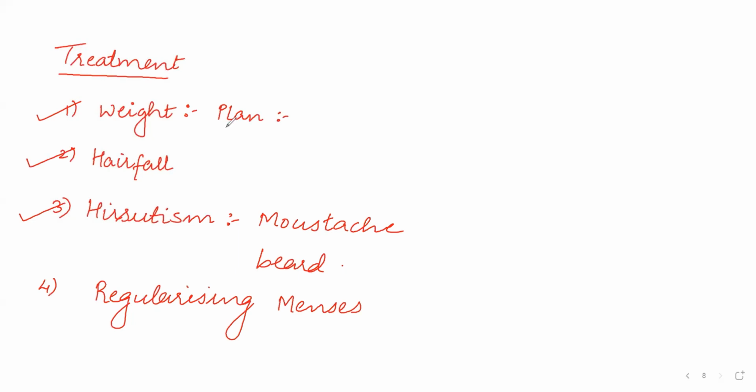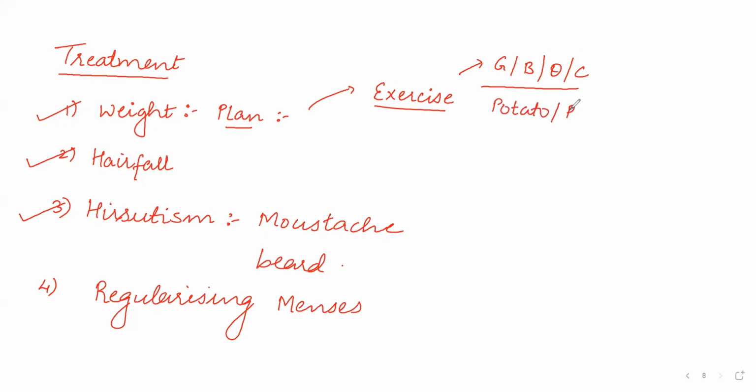So regularizing her menses. Now, in regard to weight, we have to give her a diet plan for weight loss, and this has to be associated with exercise. Anything which is ghee, butter, oil, cheese, excess of potatoes, excess of rice should be avoided by the patient, supplemented with exercise so that the patient can cut down weight. In regard to hair fall, there is a vitamin called biotin. Biotin is a very good vitamin for promoting hair growth. And along with that, a very high protein diet.